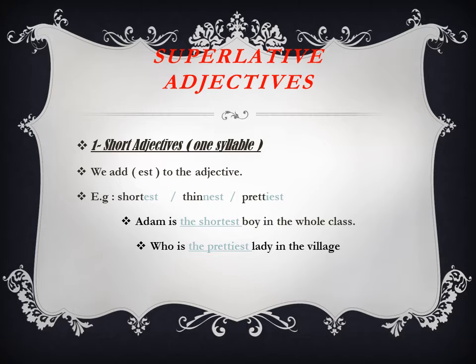Superlative adjectives. If I have a short adjective and I want to make a superlative form, I have to add est to the adjective. Short, shortest, the shortest. Thin, thinnest, the thinnest. Pretty, prettiest, the prettiest. The same rule as adding er applies when we add est. In thin, I double the N and then put est. In pretty, I cross the Y and then put iest.